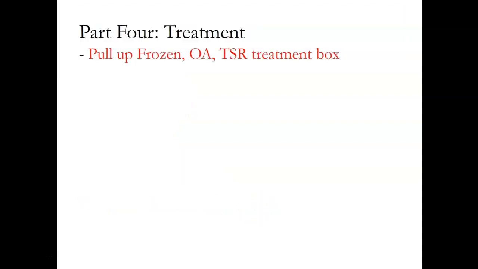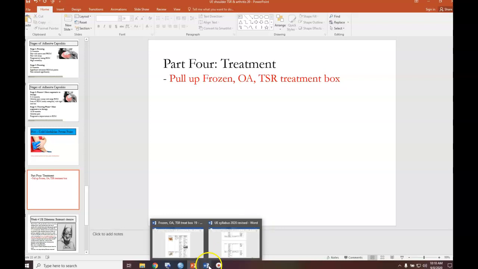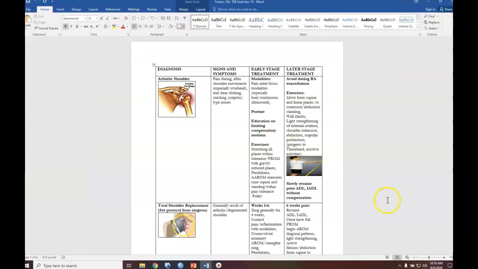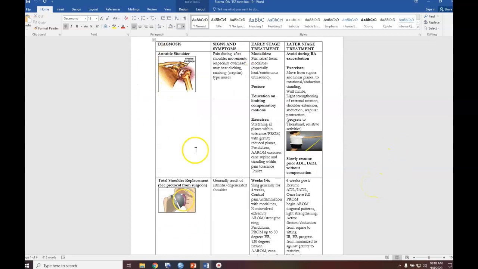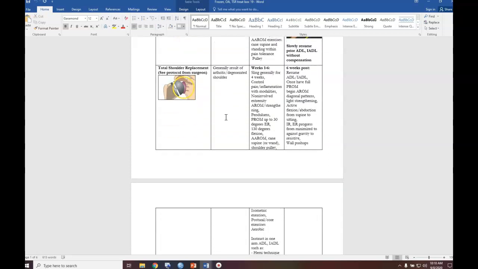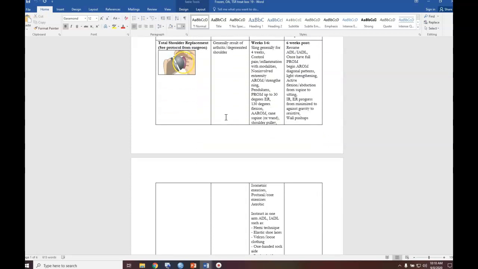Okay, so now I want you to pull up that treatment box for the frozen shoulders and osteoarthritis and all the stuff we've been talking about here. Okay, so here is the arthritic shoulder. I'm not going to go into that in depth. It's all there. It's not gray, so it's a resource for arthritic shoulders. They're pretty basic in your treatment. Total shoulder replacements. These are some general protocols.